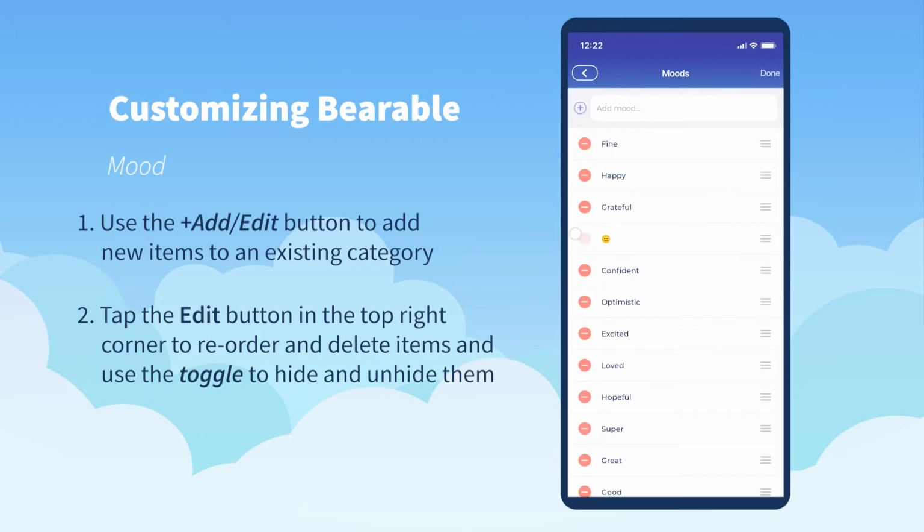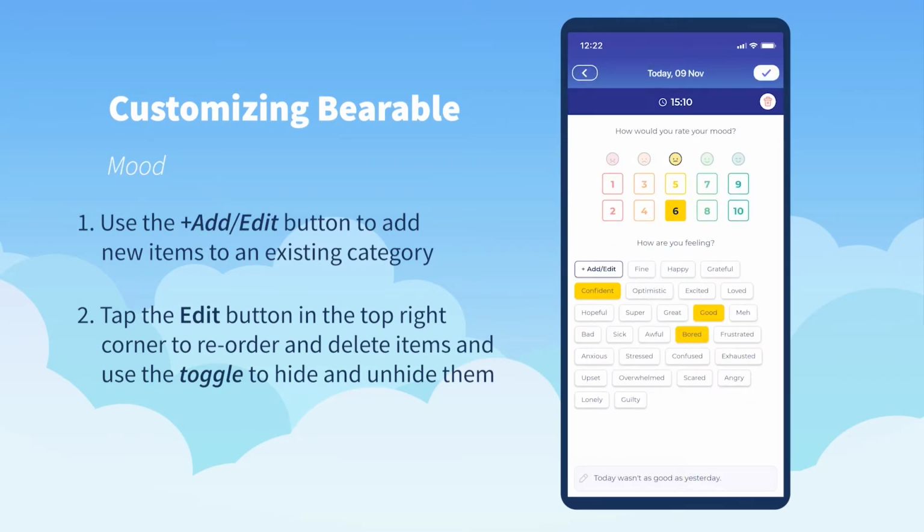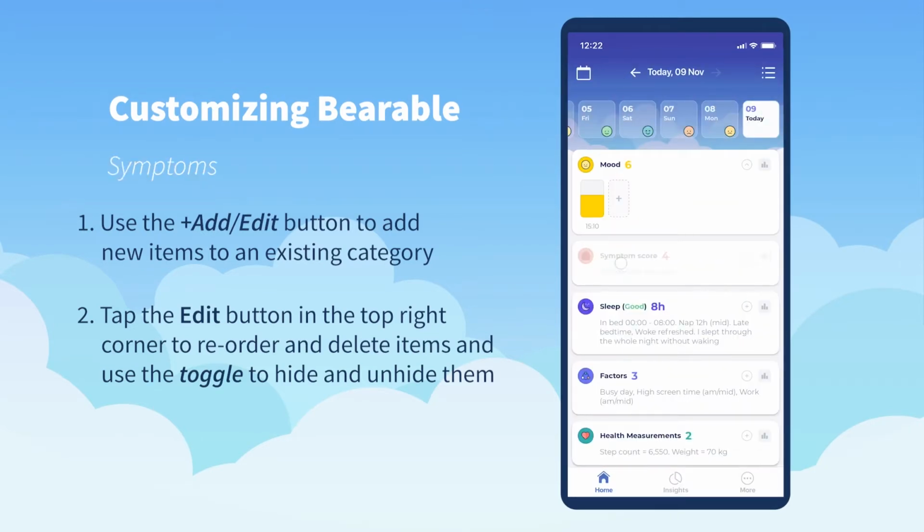And then using that same edit button, you can also delete any mood entries or emotions you don't want to hide them from the screen because it can get a bit overwhelming.